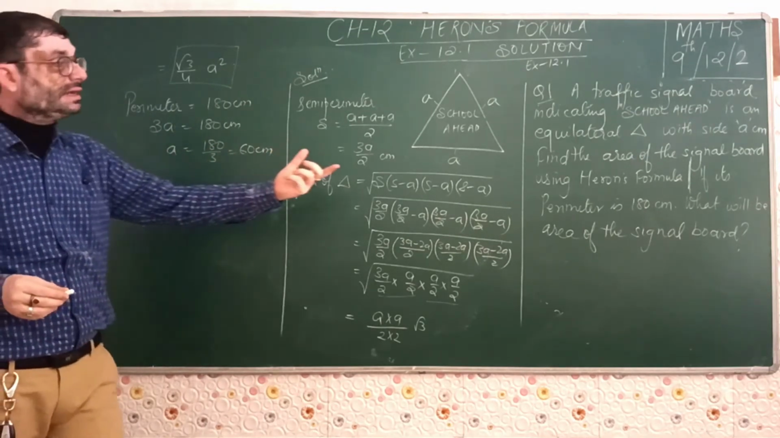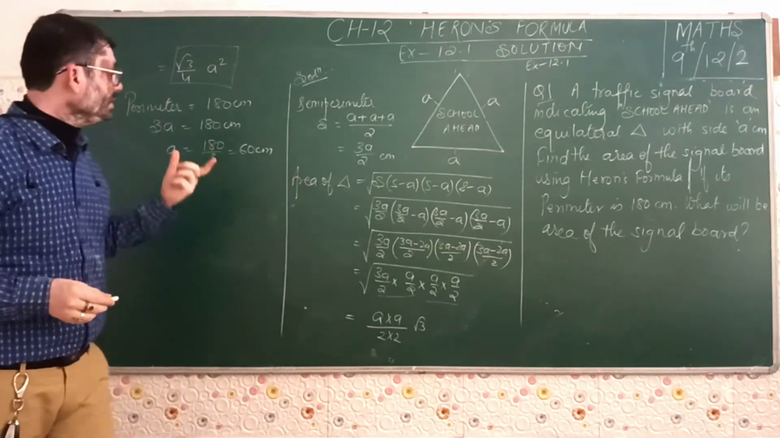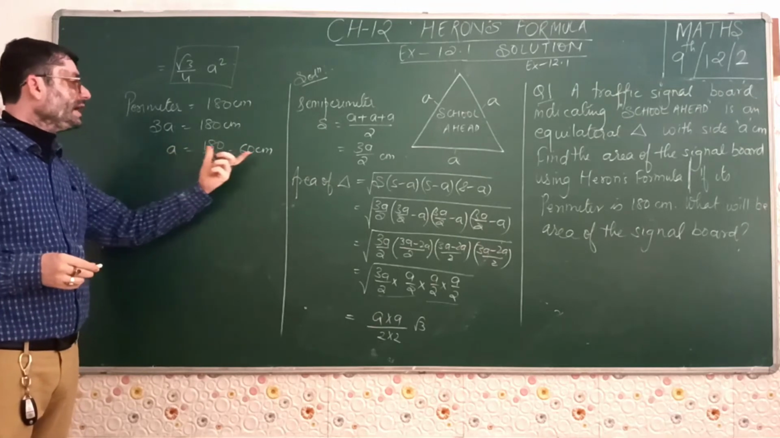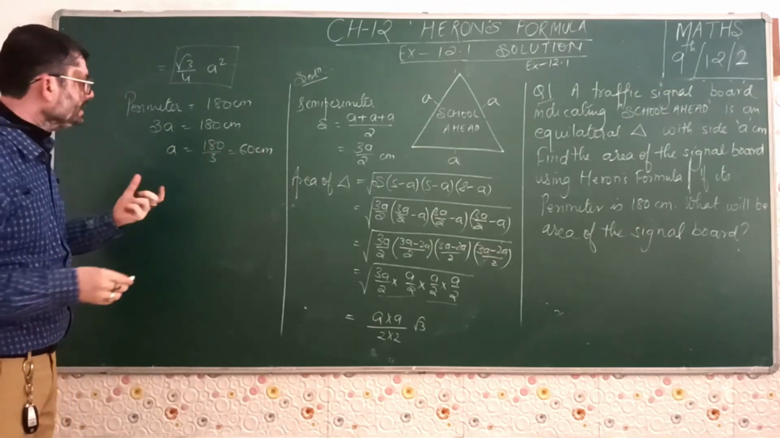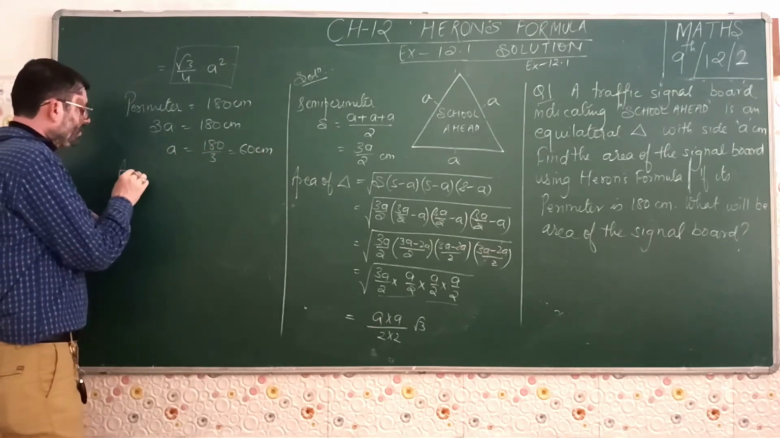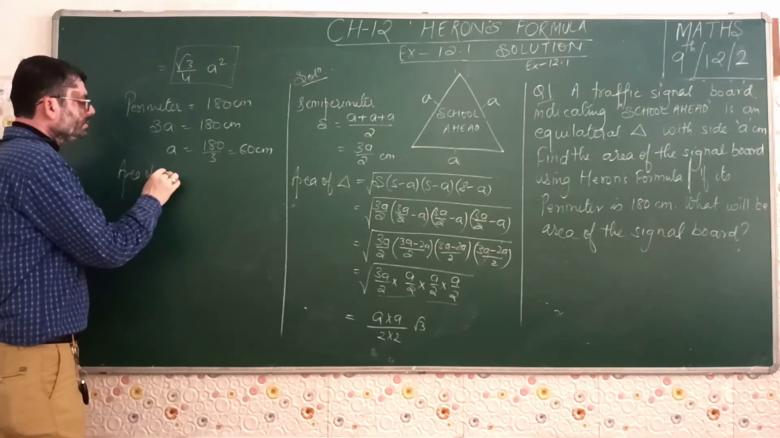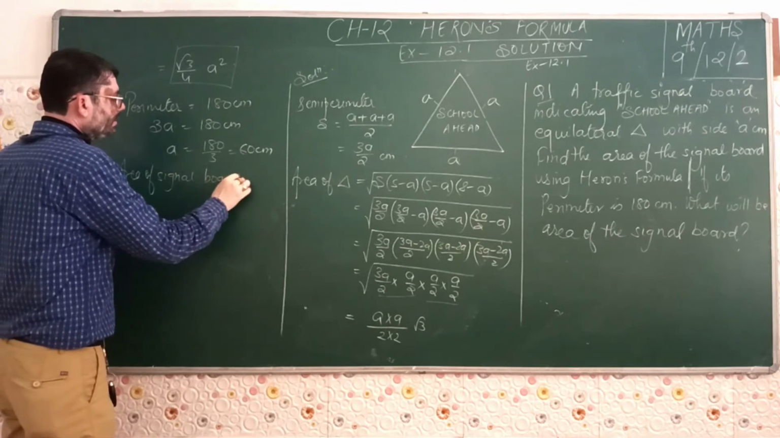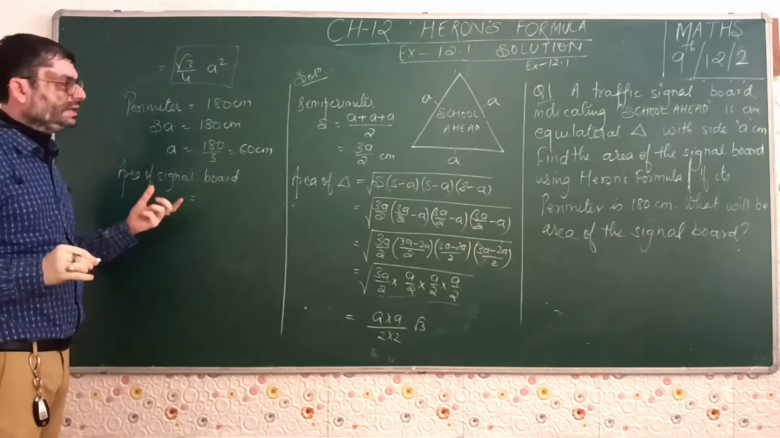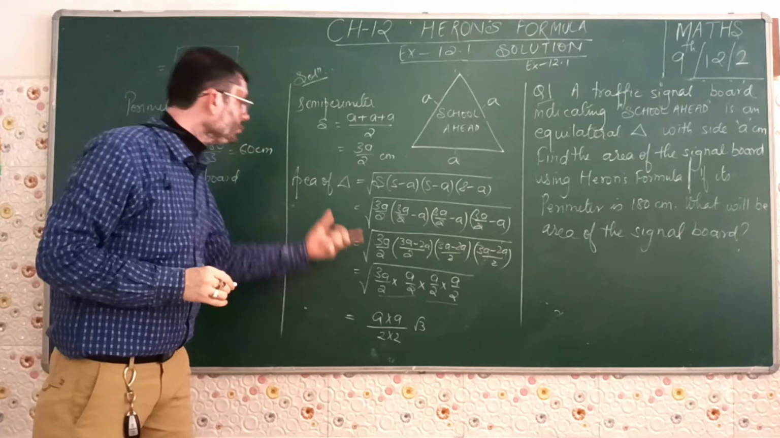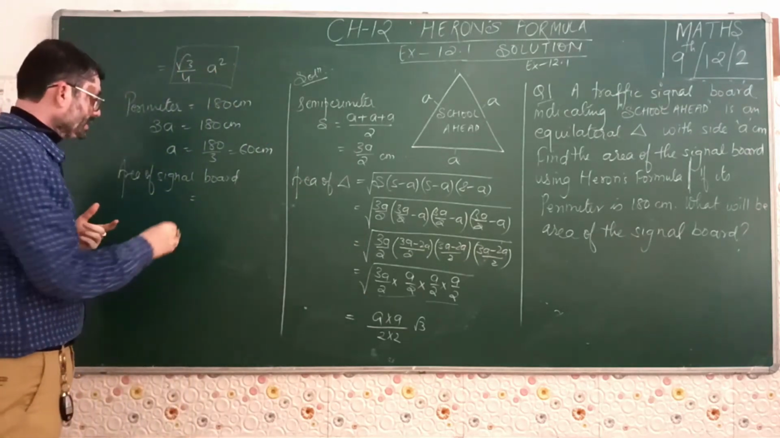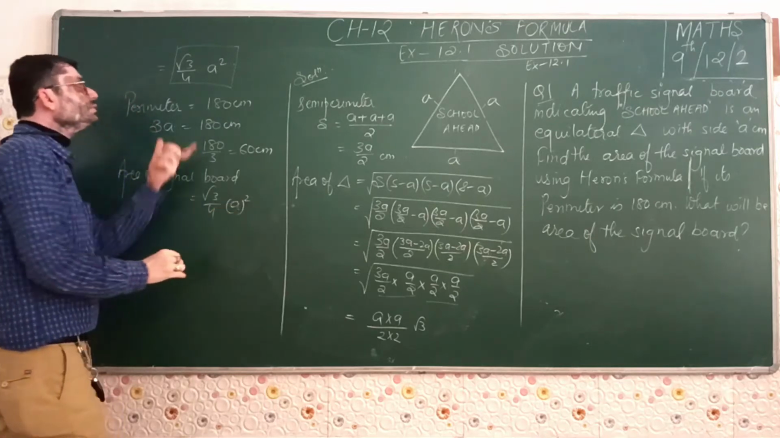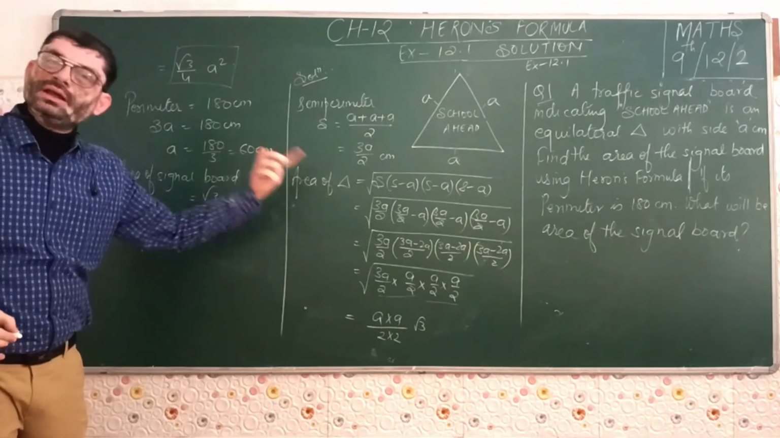But we need to find the area of the signal board using this value of the side of the equilateral triangle as 60 centimeters. So let us find the area. Now the area of the signal board is, we have derived an equation for the area of the signal board as root 3 by 4 a square. So we knew that root 3 by 4 a square. We can use this formula now as it has already been derived.